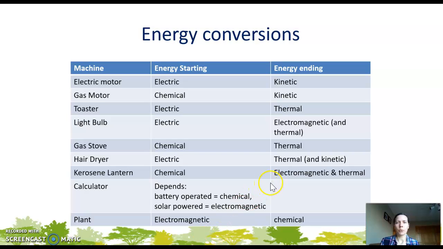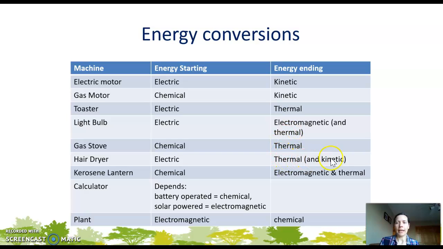Okay, so some of these are pretty straightforward, like a toaster. You plug a toaster in, so anything that you plug in starts with electric. Light bulb, you could call this light energy. I call it electromagnetic. And then I said in parentheses also thermal, because light bulbs tend to get very hot. So the thermal is not the energy we want. That's another example of wasted energy. We don't want thermal energy to come out of our light bulbs, but it does.